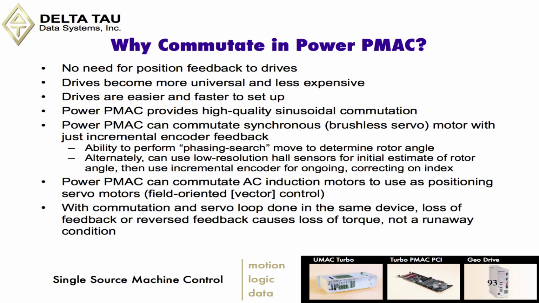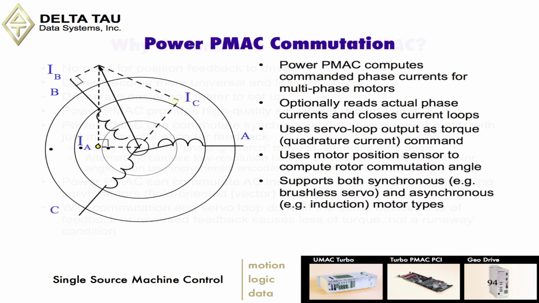One of the nice things about commutation and the servo loop being done inside of PMAC is that when you have a loss of feedback, you lose your encoder, there's not a runaway, there's just a loss of torque. So it just kind of locks into a phase. So it is, again, a much safer condition. If you're just sending out a plus or minus 10 volt signal and the drive is doing the commutation and you lose your feedback, the torque output is going to continue in whatever direction it was, not seeing any following error, and that basically ends up being a runaway condition.